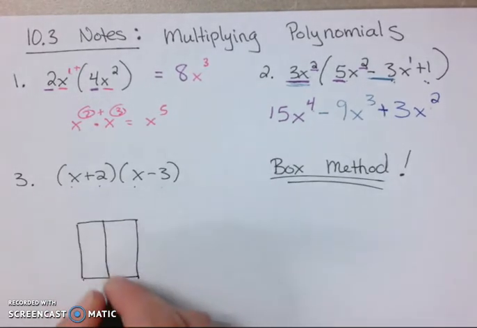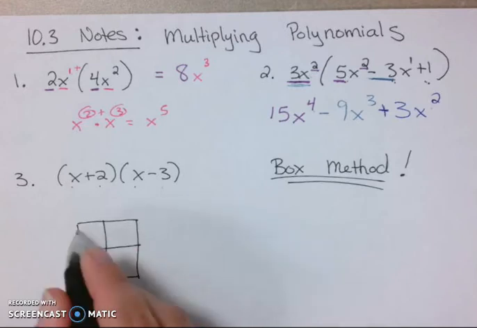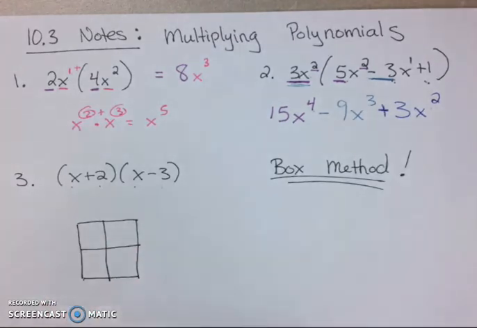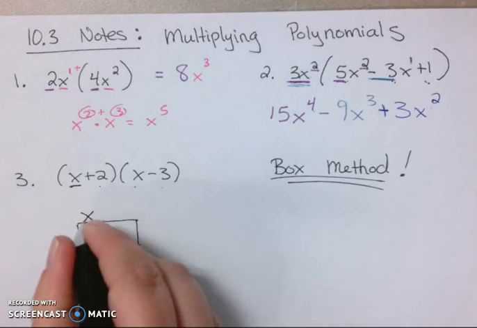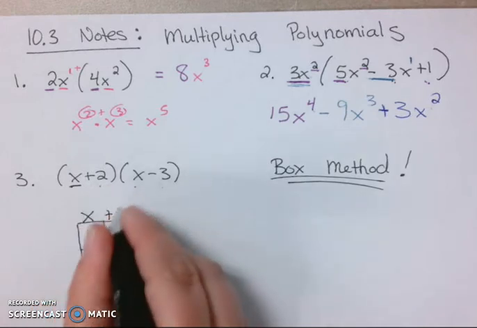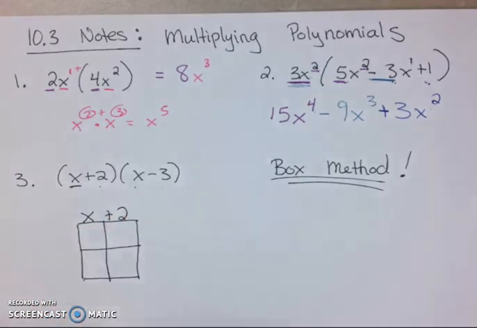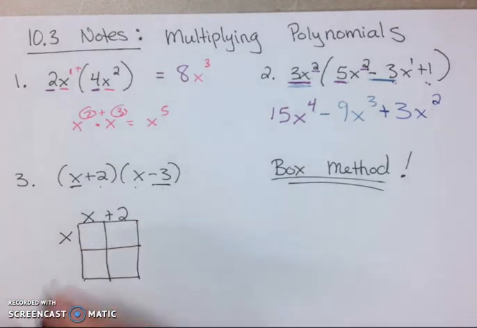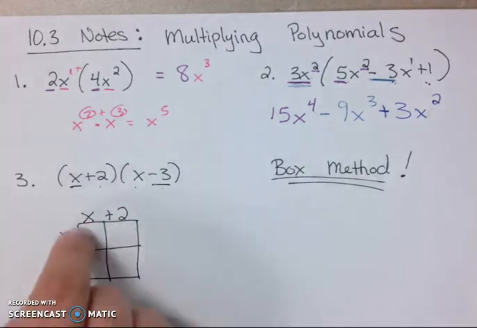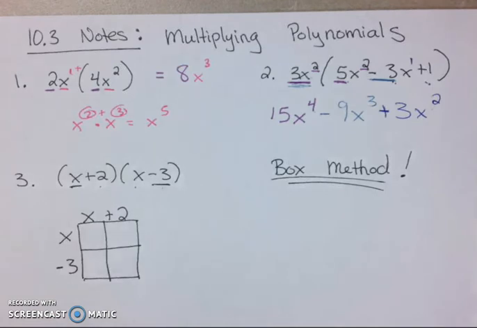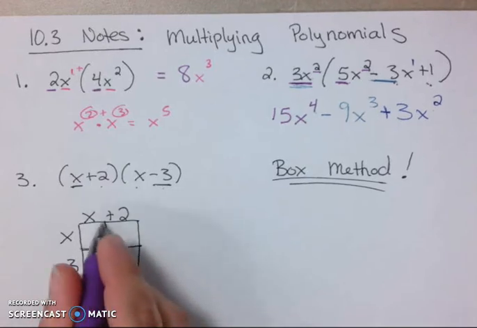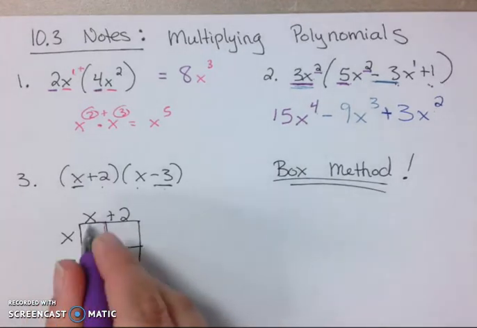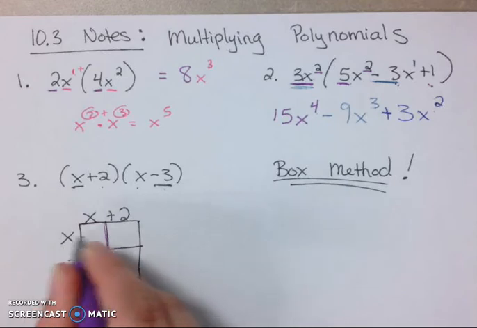So in this square, I make a 2 by 2 box. This first term goes up here, and then this is a plus 2. Remember, the plus goes with the 2 there. On the side, I put this term x, and then this minus 3, I'm going to make a negative 3 right there. So they go on the top, and then on this left side of our box. Now what we do is we fill in the box.